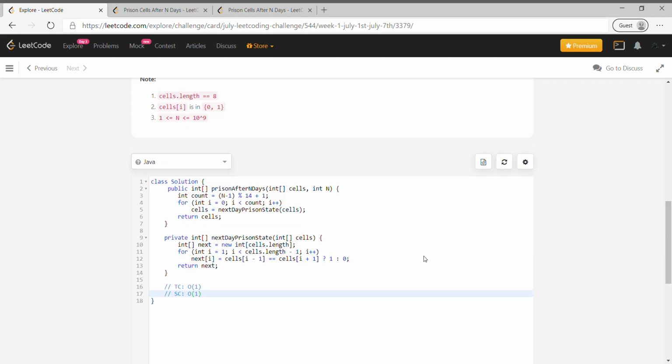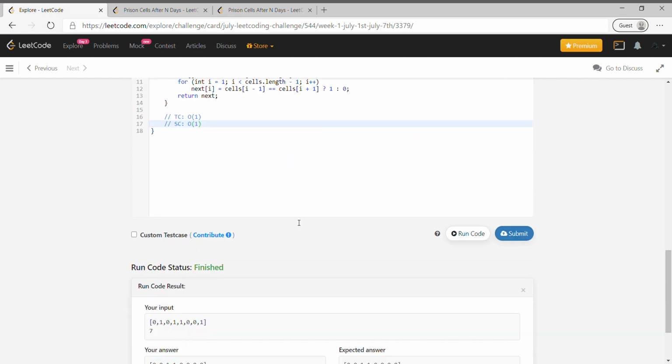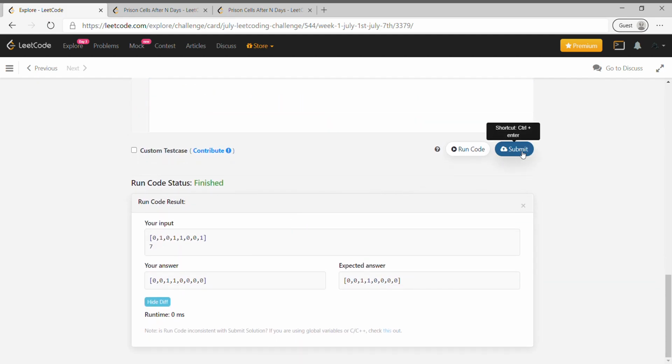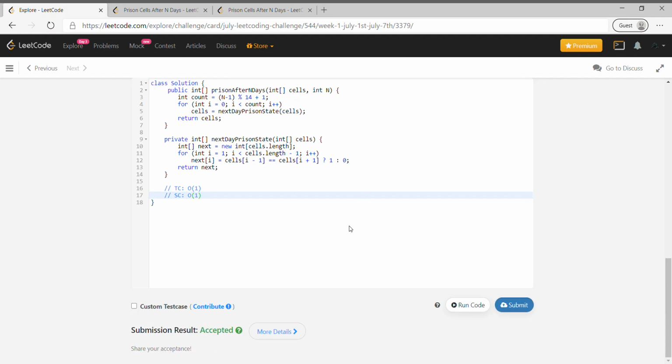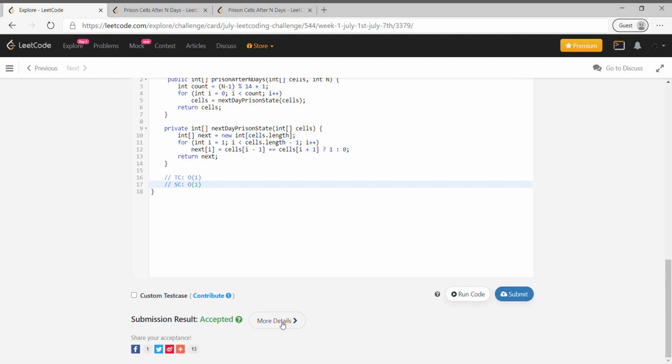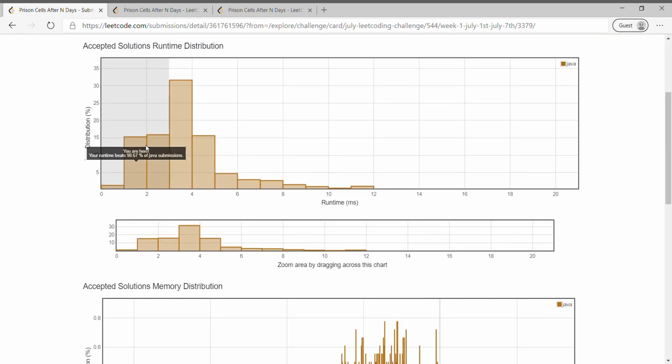I already submitted this solution, but just to confirm that it gets accepted, let me submit it as well. So there it is. Okay, as you can see, it's accepted and it beats 98.67% of Java submissions.